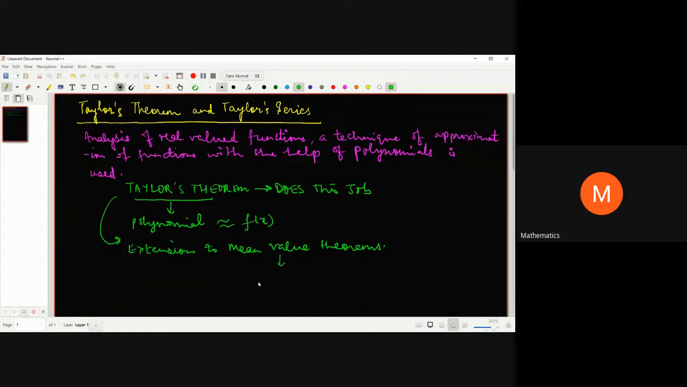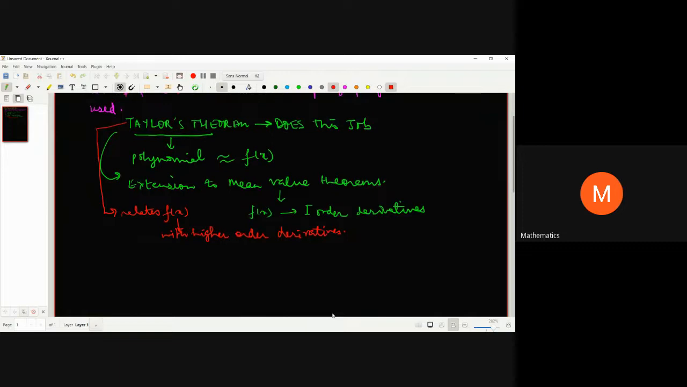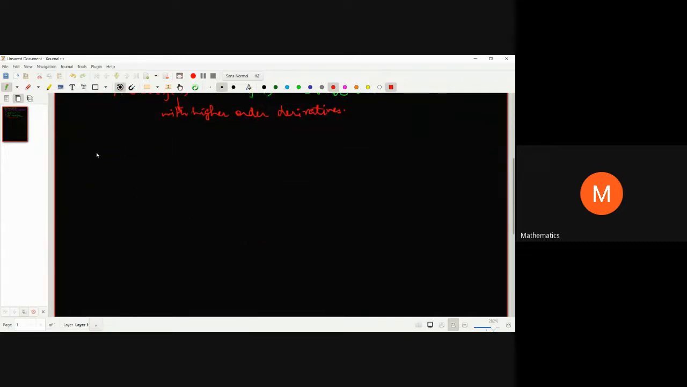How? The mean value theorems relate the function f(x) with its first order derivatives, whereas Taylor's theorem relates the function f(x) with higher order derivatives. So let's see what the statement of this theorem is.